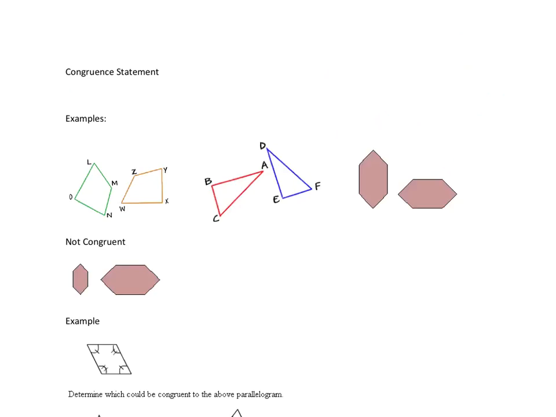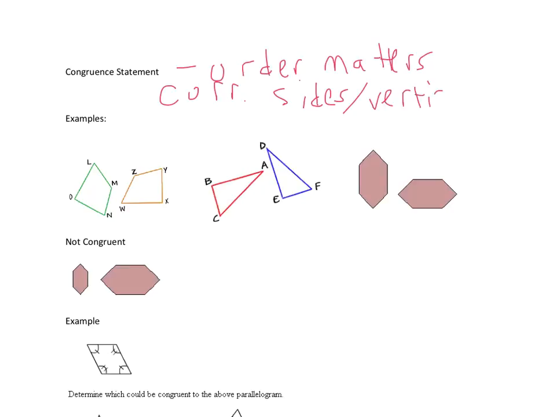A congruency statement is just a statement stating that two polygons are congruent, and it's very important that order of the letters matters. So order matters. Corresponding sides and vertices must match up.